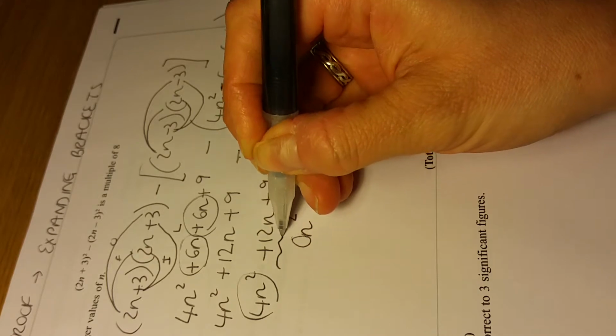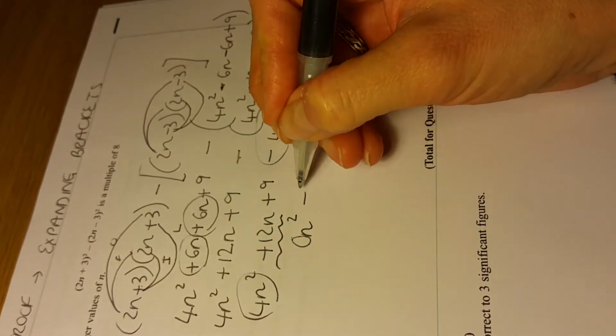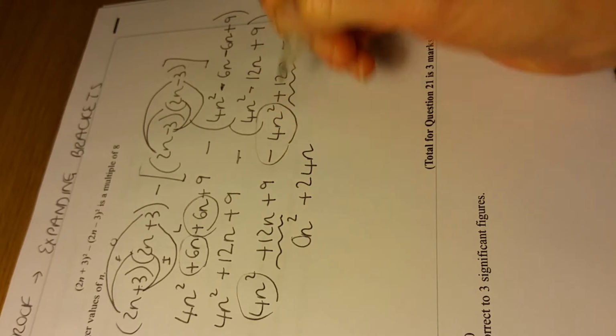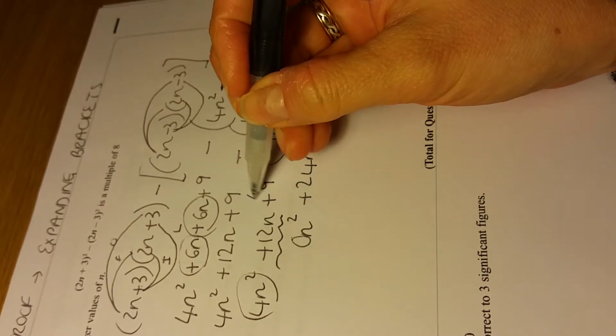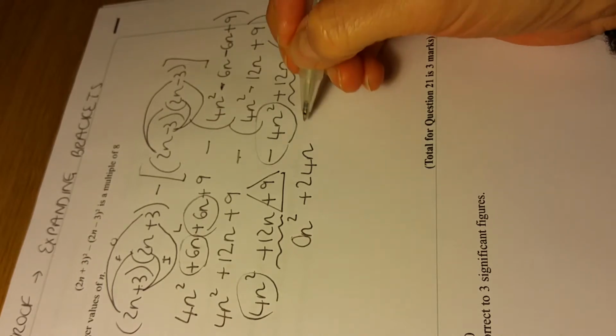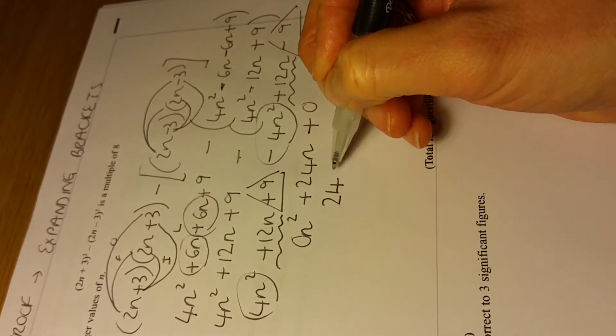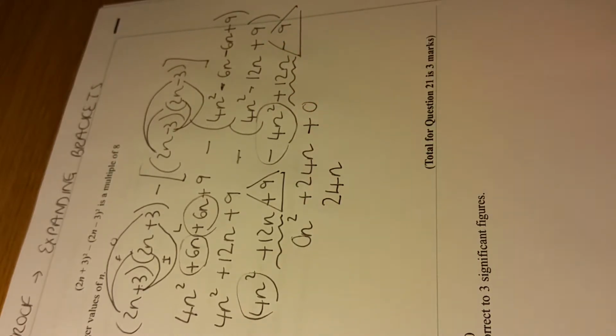Then I've got a positive 12n, add another positive 12n, so I'm adding on 24n. And then I've got a positive 9, but then I'm taking away 9. So I'm actually left with just nothing. Okay, 9 take 9, nothing. Now, if I tidy that up again, and this is what I would have written in one go, you get 24n.